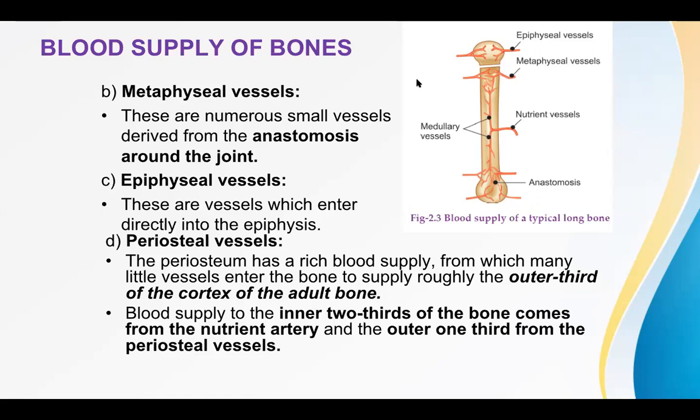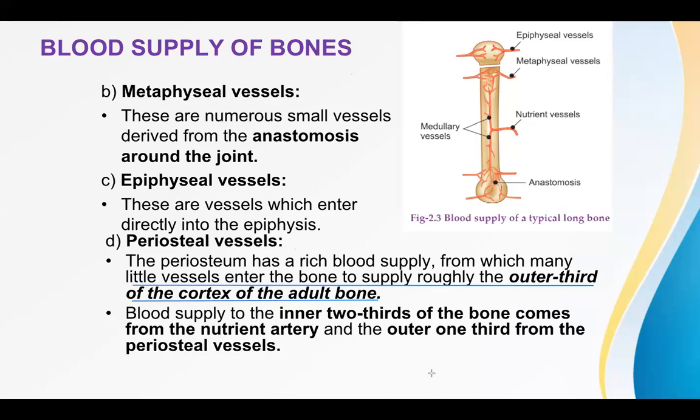Now, let's move further. Let's talk about some other types of blood vessels. Epiphyseal vessels are vessels which enter directly into the epiphysis from the nearby blood vessels. And others are periosteal. The periosteal blood vessels are also important. The periosteum has a very rich blood supply, from which many little blood vessels enter the bone, and the outer part of the bone is supplied by these periosteal blood vessels. These little vessels enter the bone to supply roughly the outer third of the cortex of the adult bone.